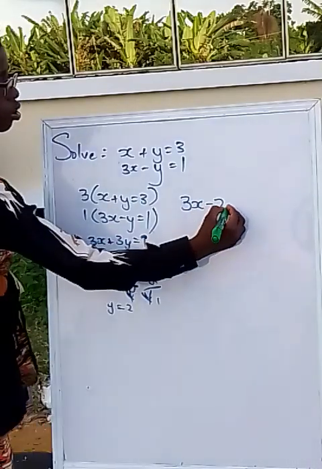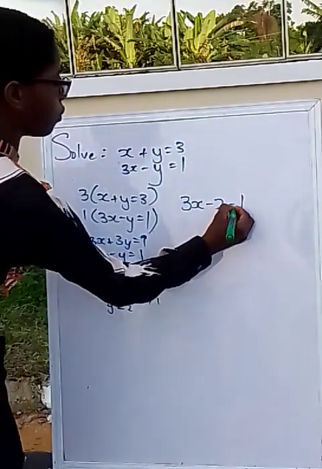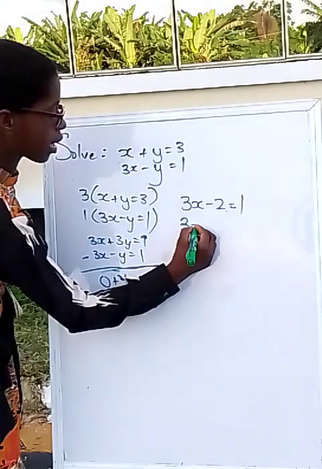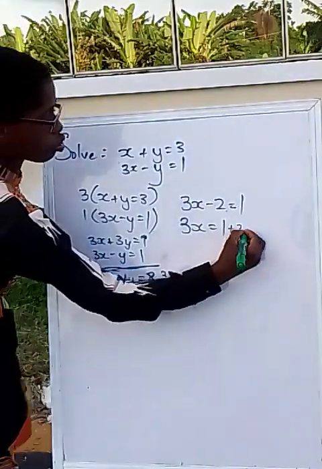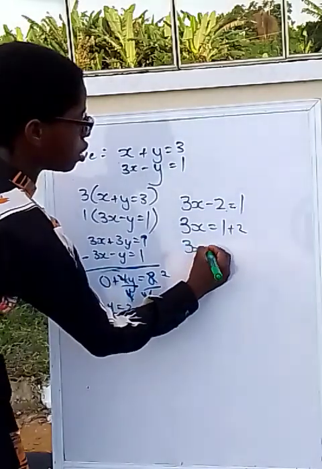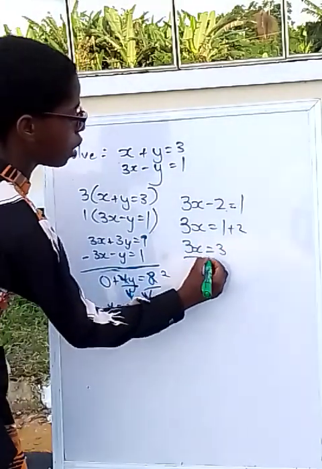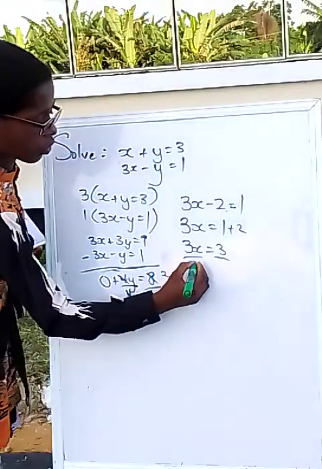So 3x equals 1. 1 minus 2 crosses and becomes plus 2. So 3x equals 1 plus 2, which is 3. So we divide both sides by the coefficient of x, which is 3. 3 cancels 3.